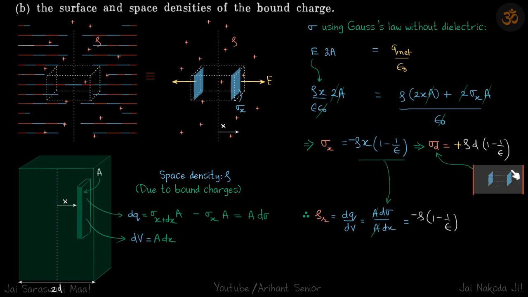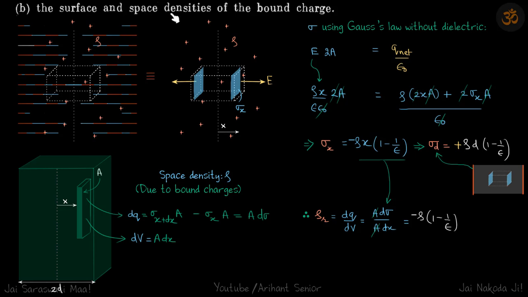So visually you can see it's going to be like this. On the edges, charges are positive. So if we want to find the surface charge density on the extreme ends, then that's going to be plus rho into, instead of x we'll put d, times 1 minus 1 by epsilon. This rho x represents the charge density just inside a surface, and this rho d represents the charge density at the extreme ends. So this is our surface charge density.